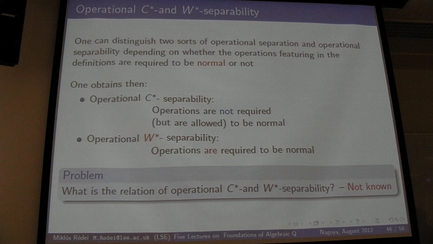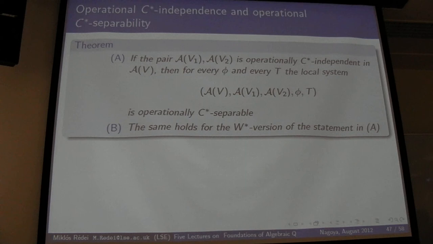Here's a little proposition. It's trivial, really. If the pair is operationally C star independent in that algebra, then for every phi and every operation, this local system is operationally separable. And the same holds for the W star version of this claim.